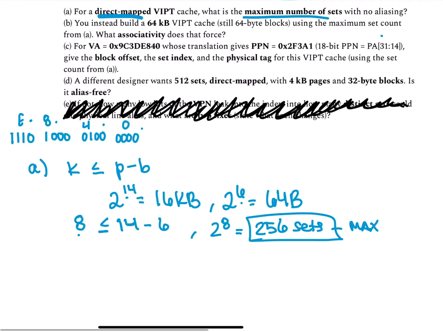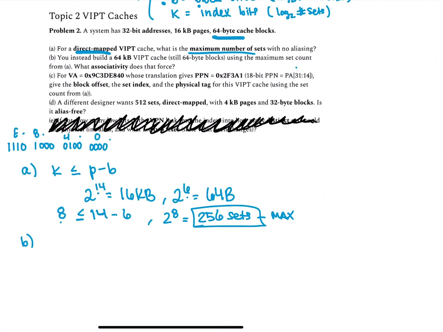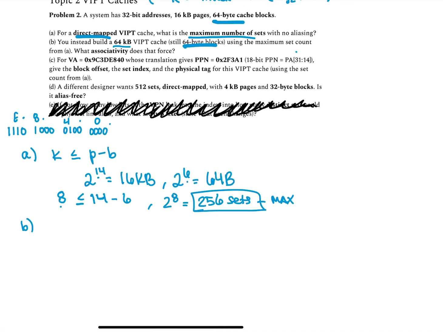For part B, keeping the maximum set count from part A, we're instead building a 64 kilobyte VIPT cache, still with 64 byte blocks. And what is the associativity? First, let's find out the number of blocks. That is going to be the 64 kilobyte cache divided by 64 byte blocks, to get approximately 1024 blocks.